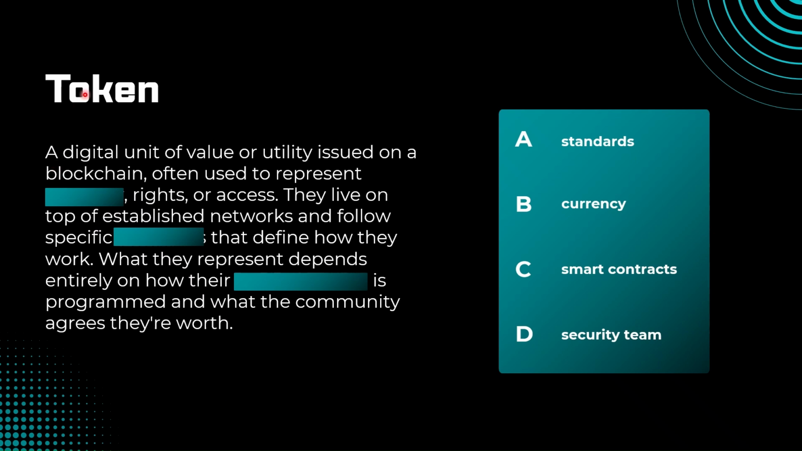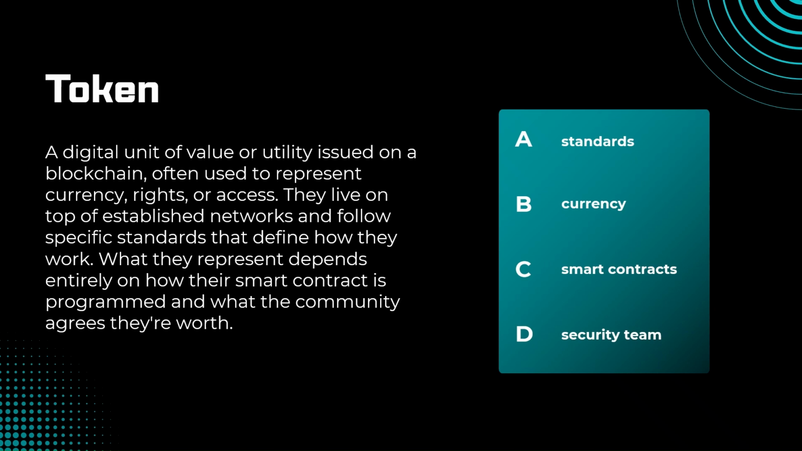So a token is a digital unit of value or utility issued on a blockchain, often used to represent currency, rights, or access. They live on top of established networks and follow specific standards that define how they work. What they represent depends entirely on how their smart contract is programmed and what the community agrees they're worth.